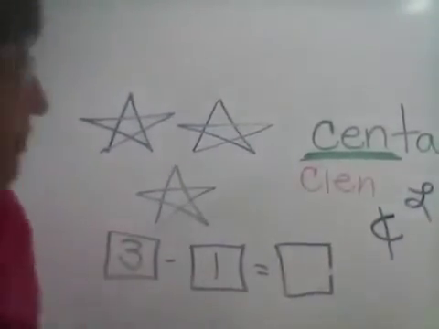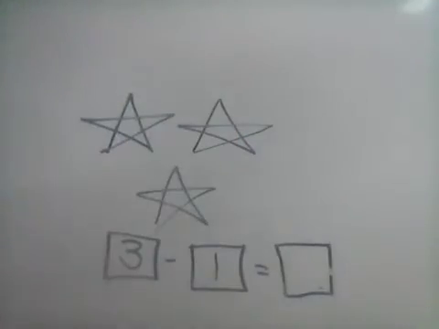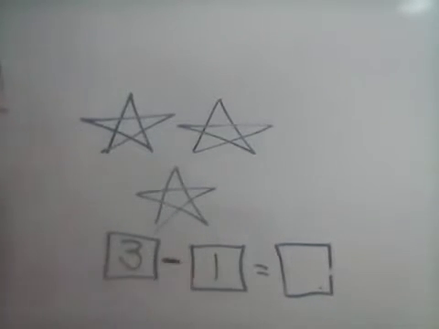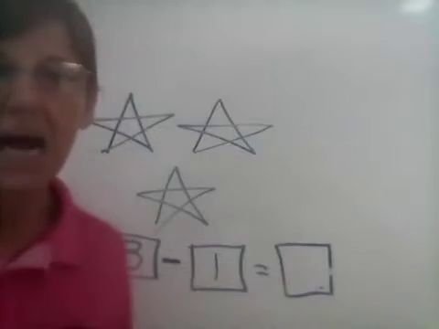Here we go. Let's get rid of our centavos. Okay, so here we go. We have 3 stars. And we say 3, take away 1. We can say take away. We can say minus.